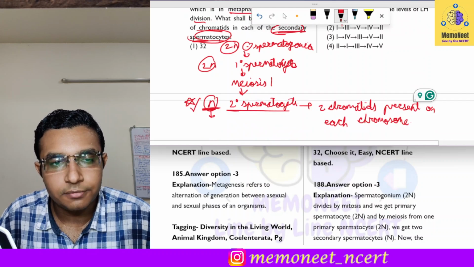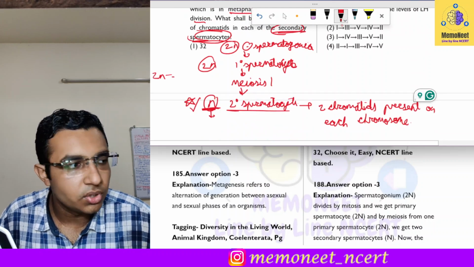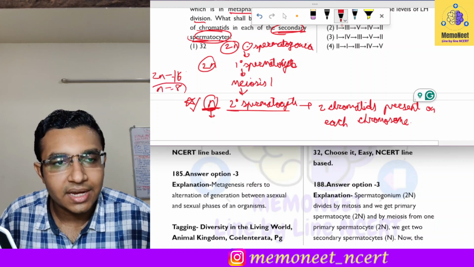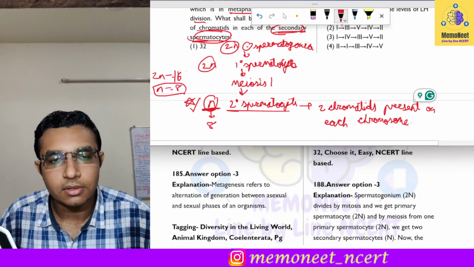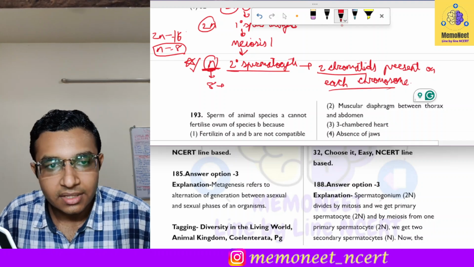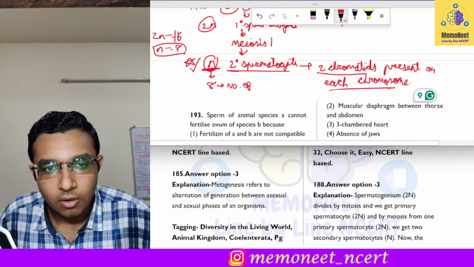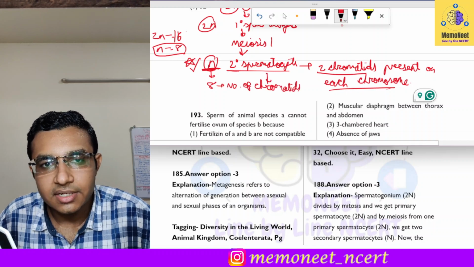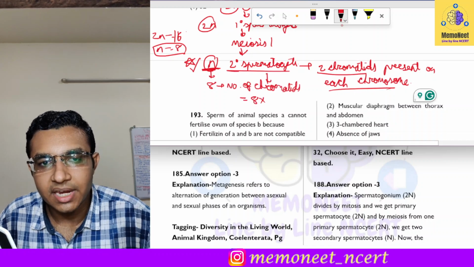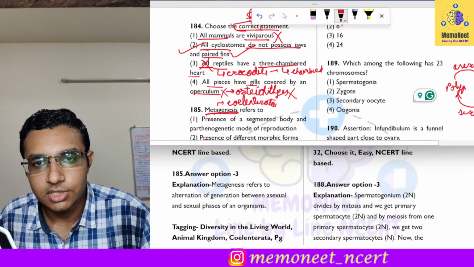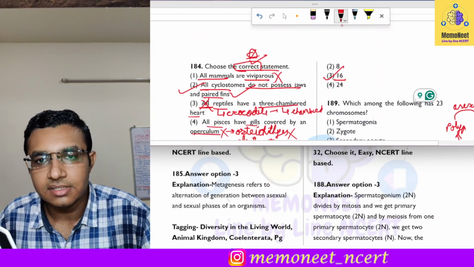So if 2n equal to 16, then n is equal to 8. Alright, so n is equal to 8, and if there are 2 chromatids present on each chromosome, then the number of chromatids in secondary spermatocytes will be equal to 8 into 2, that will be equal to 16. So the correct answer of this question will be option 3, that is 16 chromatids.